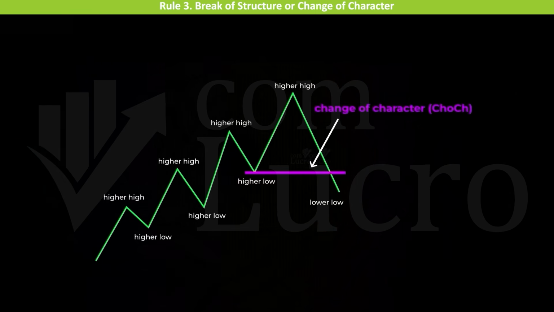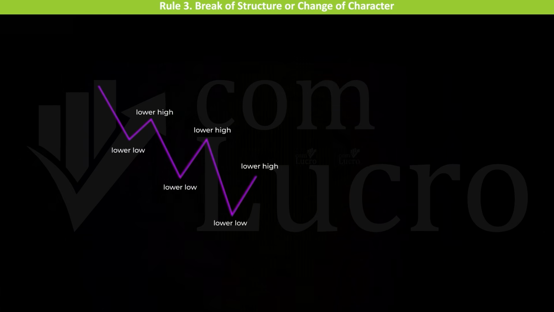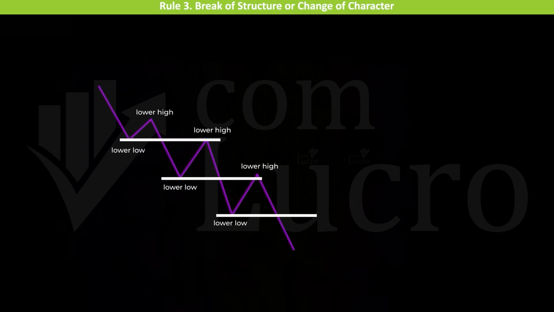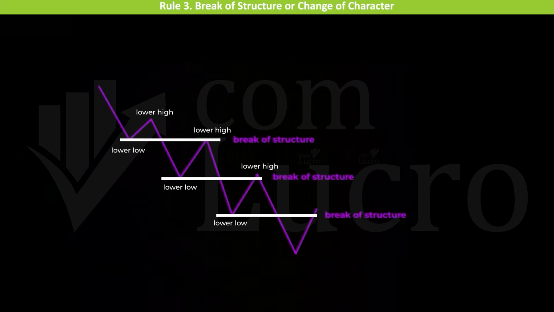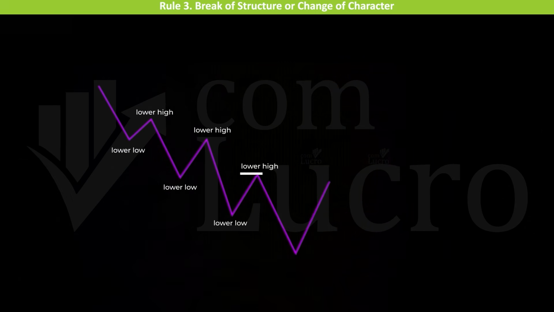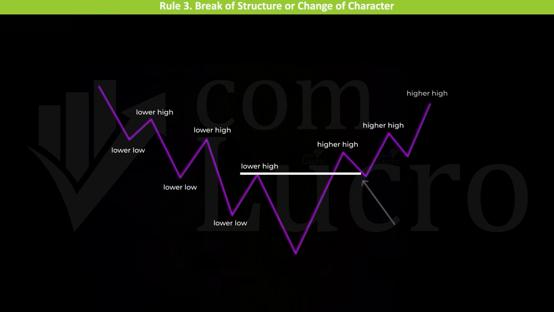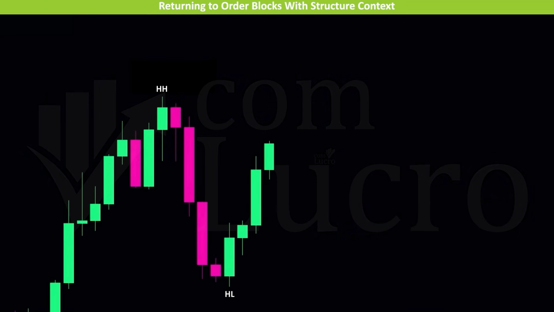It is called a change of character because the market shifts from an uptrend structure to a downtrend structure, and the cycle continues. During a downtrend, price forms lower highs and lower lows. Each time a previous low is broken, that move is considered a break of structure, or BOS. Later, if price breaks the previous highs and forms higher highs during a downtrend, that move is again referred to as a change of character, or CHoCH. This is a brief overview of how break of structure, BOS, and change of character, CHoCH, work together to describe shifts in market direction. With that context established, we can now return to order blocks.